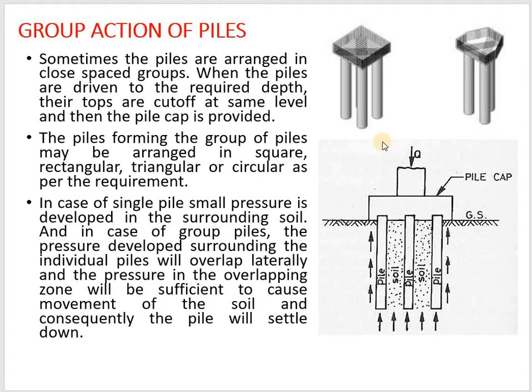On top of that pile cap, the entire load will be coming, and that will be transferred to the piles. But the very interesting thing is that when there is only one pile, the pressure developed around the pile will be less, whereas if we have a group of piles, then definitely there will be overlapping of the pressure bulb. We already discussed pressure bulbs. That pressure bulb will overlap, and this overlapping zone will have more pressure, and it can lead to greater settlement of the soil. So we must be very careful about determining the capacity of group piles.